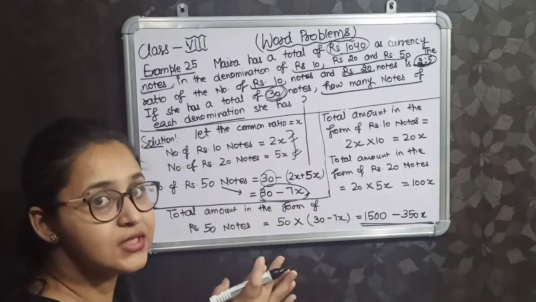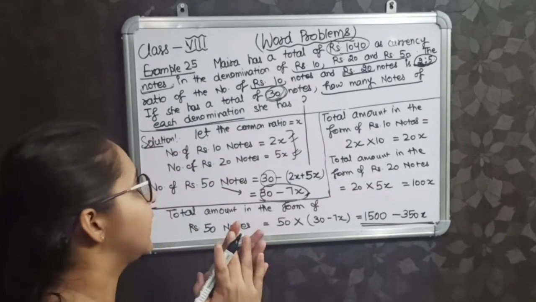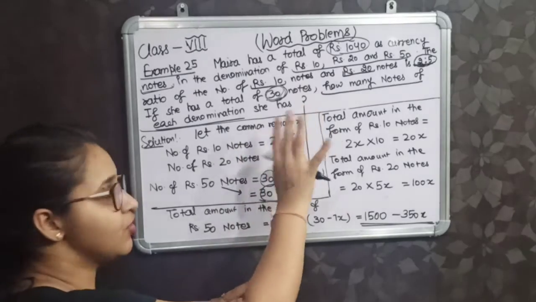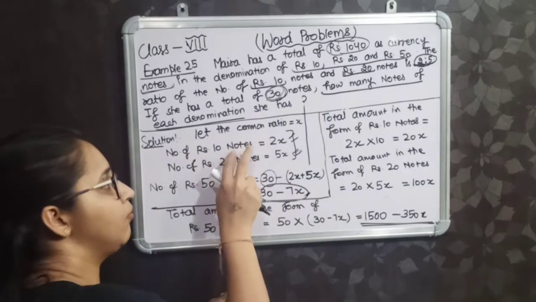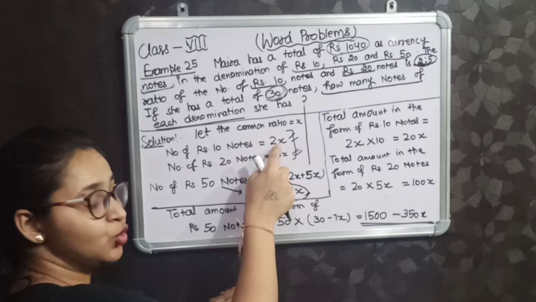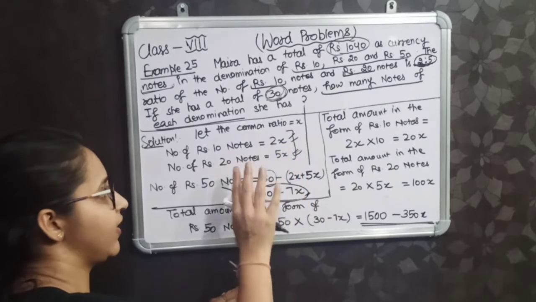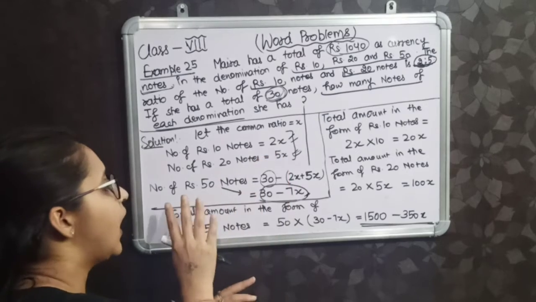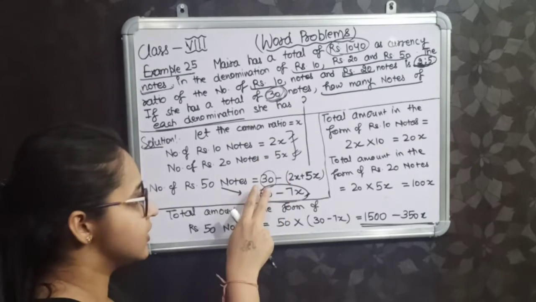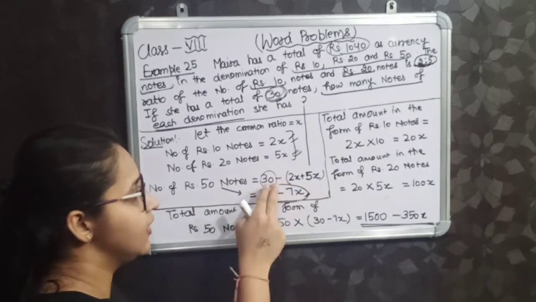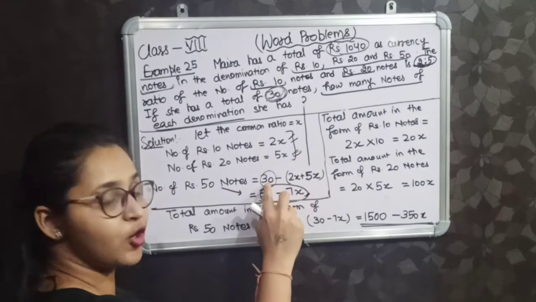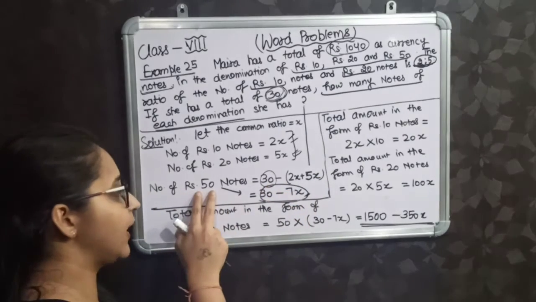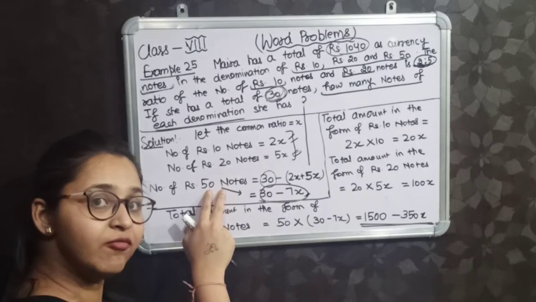First of all, let's understand from the starting. I have taken the common ratio as x. I have taken the number of rupees 10 notes as 2x because the ratio is 2:5, and rupees 20 notes are 5x. Now, I know the total notes, that is 30. So, I will subtract these 2x plus 5x from 30 and it will give you my third type of note, that is rupee 50 notes.